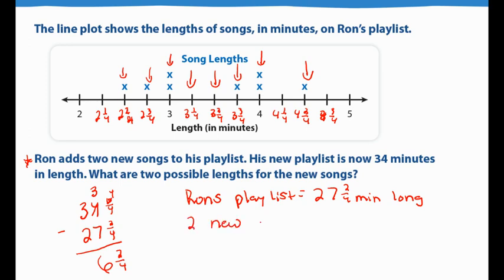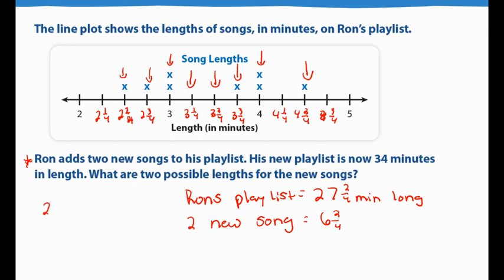So 2 new songs equals 6 and 2/4. I have to figure out now what 2 numbers can I add together that are on the chart up here. It's got to be on the chart that would give me 6 and 2/4. And guys, that's going to be a whole host of numbers. So that can be 2 plus 4 and 2/4. That could be 2 and 1/4 plus 2 and 1/4.